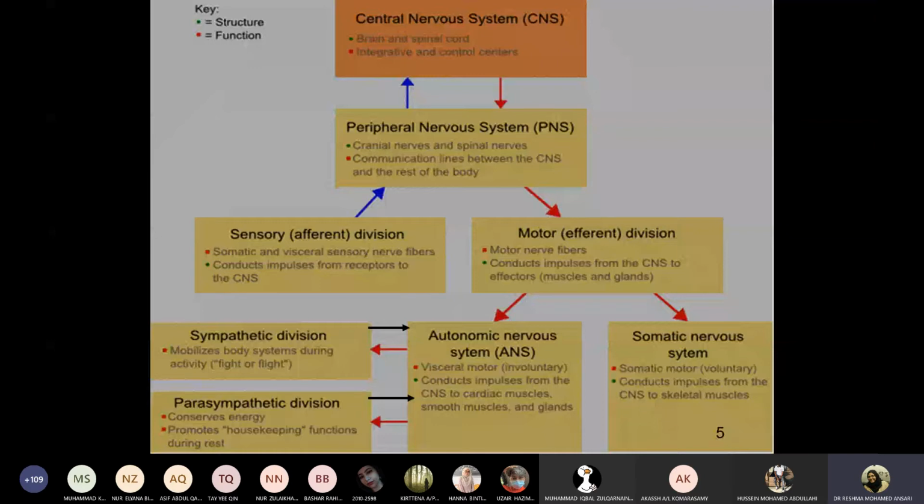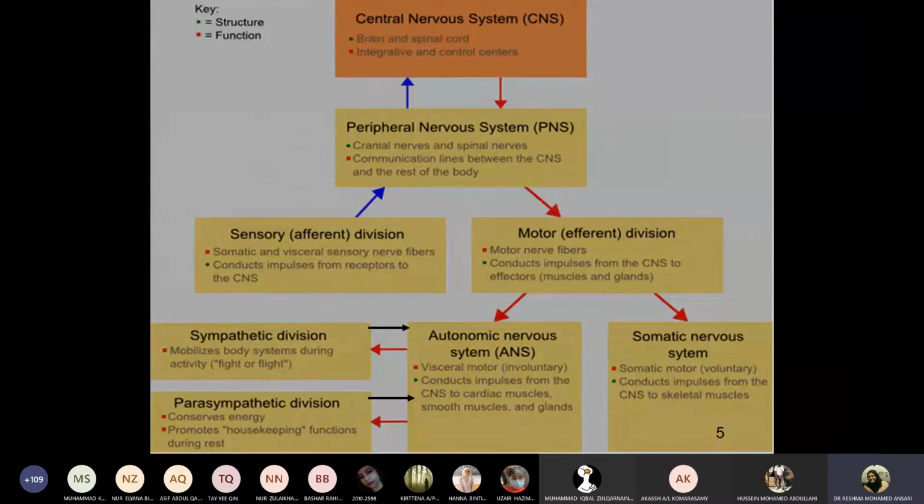I can give an example of seeing something, seeing a snake. The moment we see a snake, we see it through our cranial nerve 2, which is my optic nerve. When I see it through my cranial nerve 2, it sends impulses to the spinal cord as well as to the brain. So the brain will instruct back the cranial nerves and spinal nerves to tell me to run away from that place.